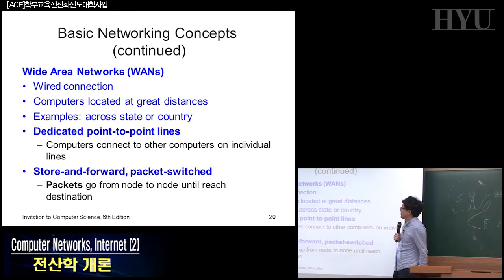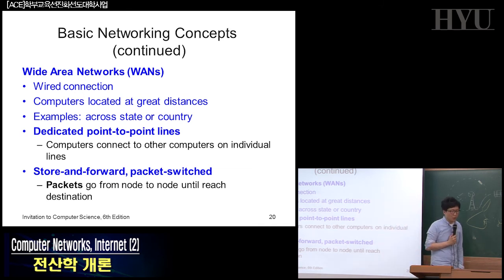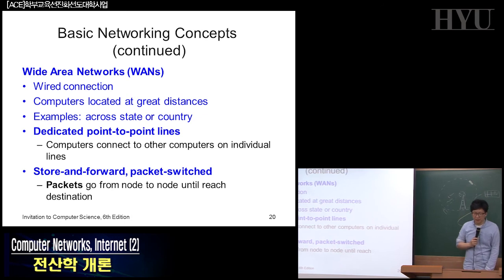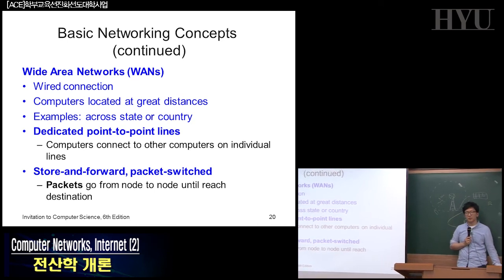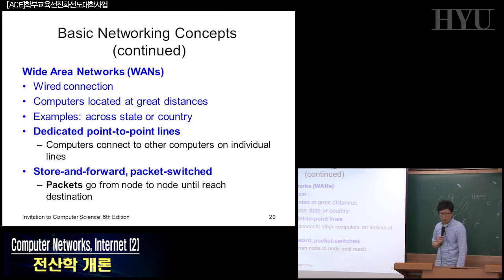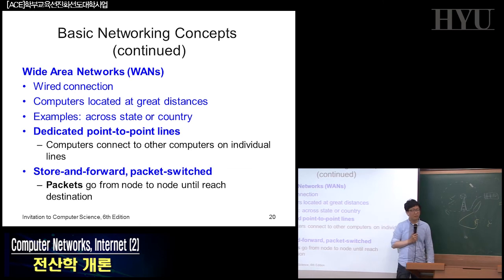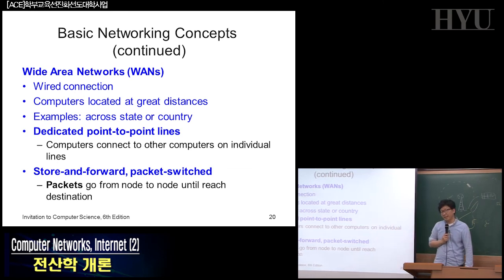So wired connections, computers located at great distances, examples across the state or country or cities, dedicated point-to-point lines. Computers connected to other computers on individual lines. So routers between Gyeonggi and Seoul City, single line, are connected. Store and forward packet switching. Packet, when I was keep referring to a data to send. Actually, you are actually making a packets.